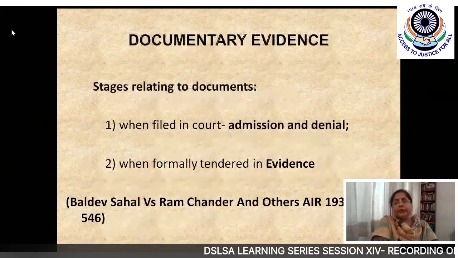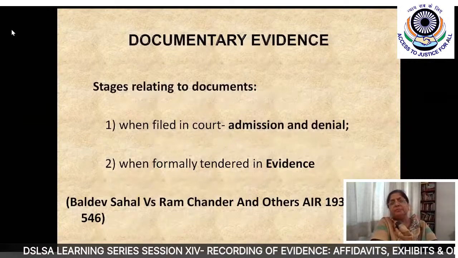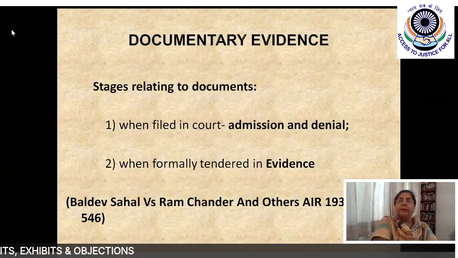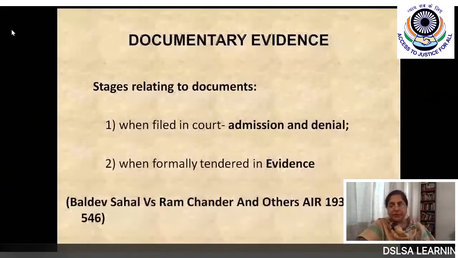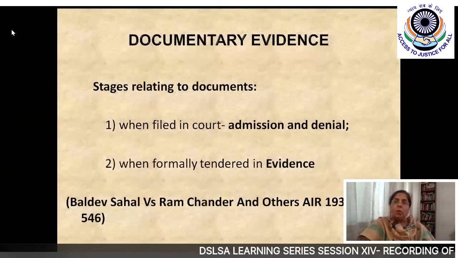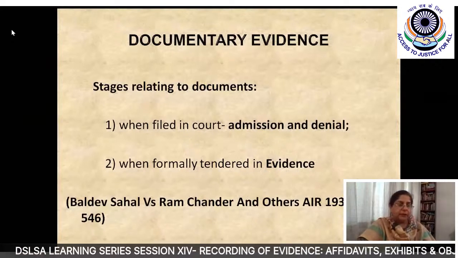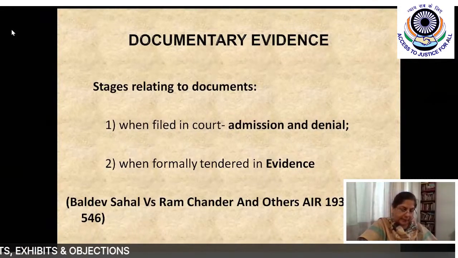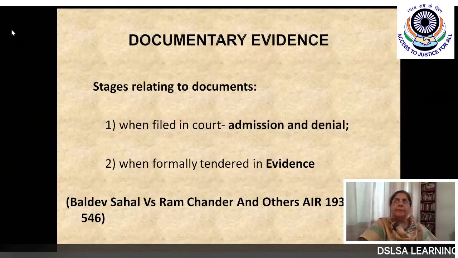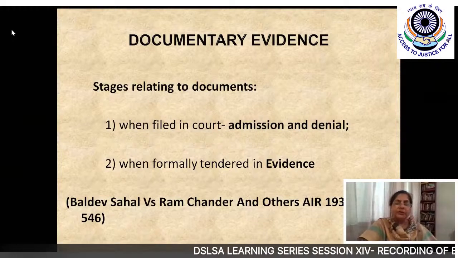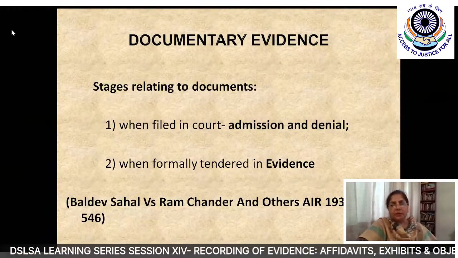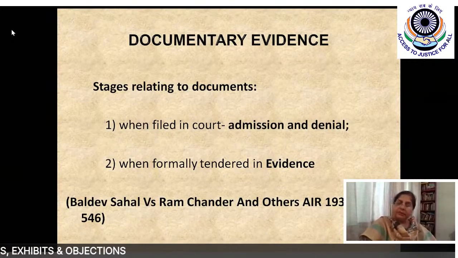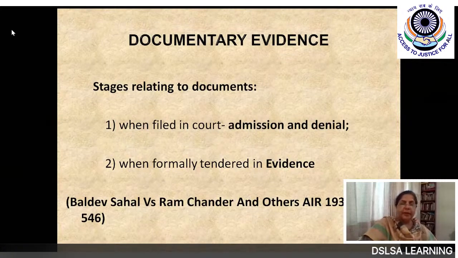Now, I'll come straight to the point. Evidence law is tremendous. We can spend weeks and months and years on understanding this small act, but I would confine myself today strictly to the topic that we have in hand. Our evidence is largely in the court by way of the witnesses who come to depose, that is oral witnesses, and the second is the documentary evidence, which is tendered by way of affidavit and the documents which are appended thereto. Now, these documents are tendered in the court at two stages. The first stage is at the stage of admission denial, and second is when it is tendered in evidence.